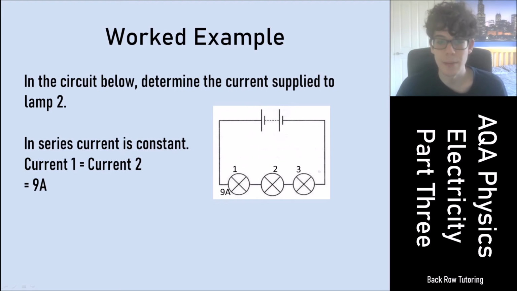So here's a little worked example for you. In the circuit below, determine the current supplied to lamp number 2. Here we have a battery and 3 lamps all connected in series. This one's very easy because we know it is a series circuit, so everywhere in that circuit the current is the same. So 9 amps here, there's going to be 9 amps here and there's going to be 9 amps here. So what is the current supplied to lamp number 2? What is the current that the bulb is getting? Well, it's 9 amps.